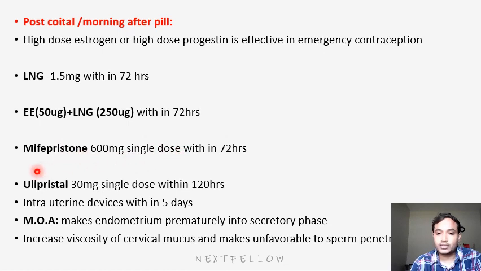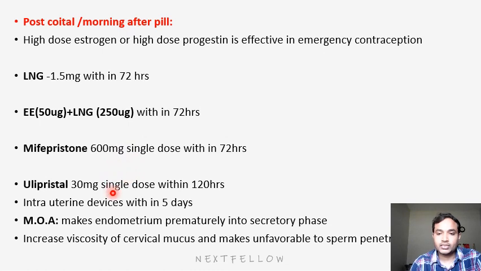Next, ulipristal. This is an SPRM, a selective progesterone receptor modulator, 30 mg single dose within 5 days, that is within 120 hours. Or we can go with intrauterine devices within 5 days. If you see here, all the doses are very high.